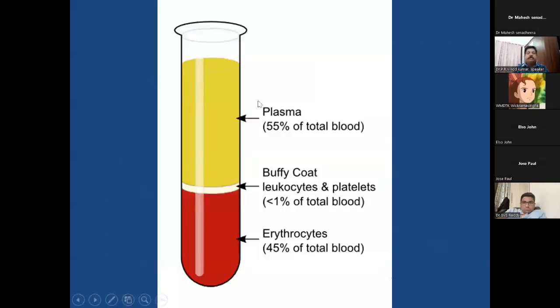So this is the centrifuged sample. You can see the supernatant plasma. You can see the decanted cells, that is the packed cells. Packed cells comprise 45% in a normal blood sample, and 55% is comprised by the plasma. In between there is a Buffy coat, which is something around 1% of the total blood.